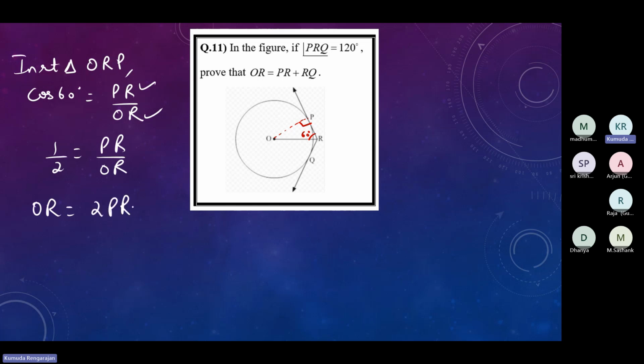We sort of got the result. OR is equal to twice PR. So OR is equal to PR plus PR. And OR is equal to PR plus, for another PR, you can write RQ, because RP is equal to RQ, right? Tangents from the external point R.